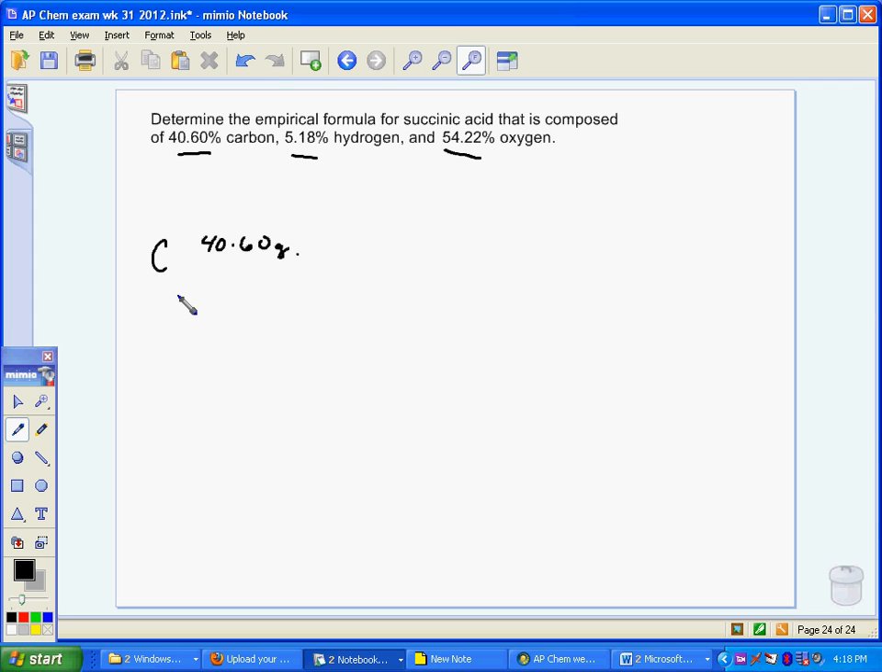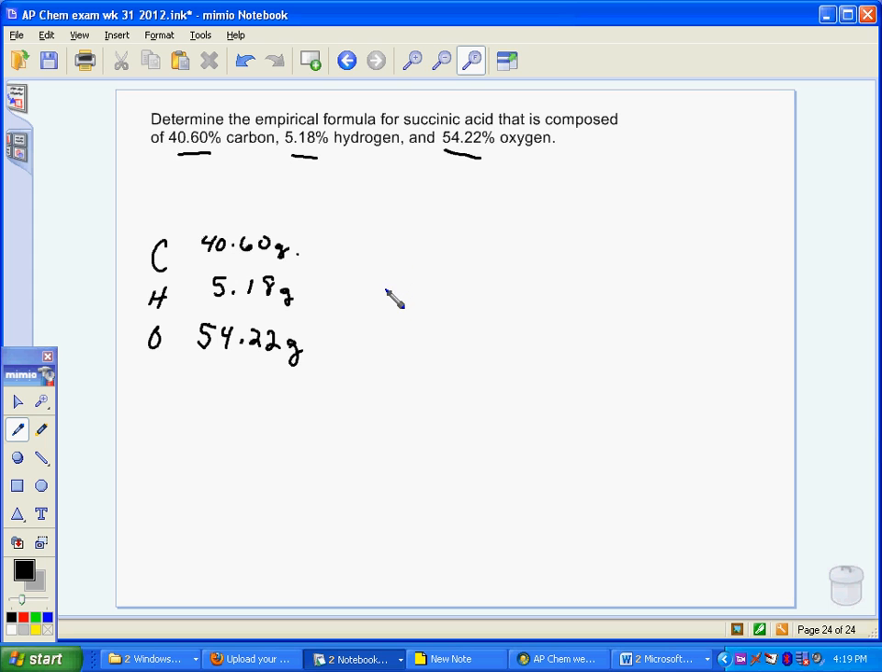We'd have hydrogen 5.18 grams, and for oxygen we'd have 54.22 grams. Now, it would be great if we could just take these numbers and do something with them, but the gram number doesn't mean a lot. What matters is the moles. We have to know how many moles of each one of these things. What's the ratio between the carbon, the hydrogen, and the oxygen? Because formulas are written in terms of moles. They're not written in terms of grams.